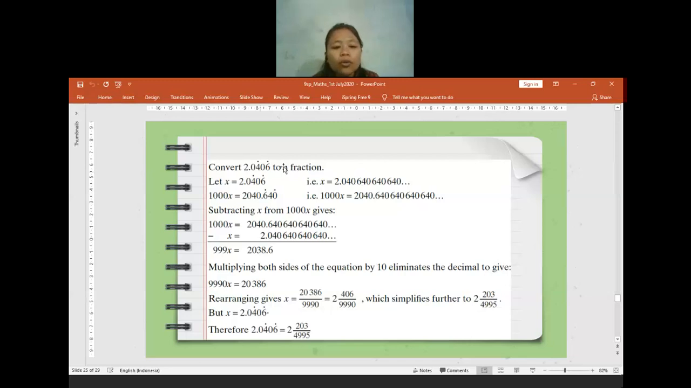Even though it looks like 2.0406, it looks like there are 4 digits at the decimal place. We do not find it as 1000. It depends on how many digits are repeating. That's it. Is there anyone who has difficulties?